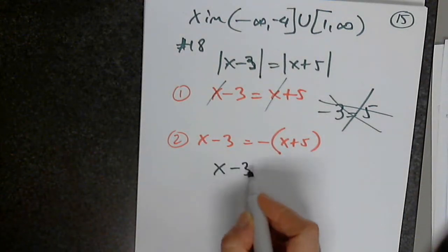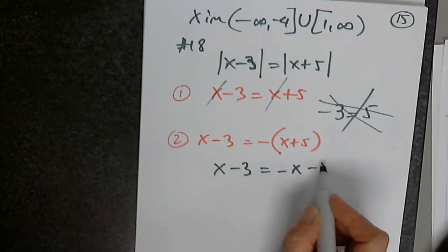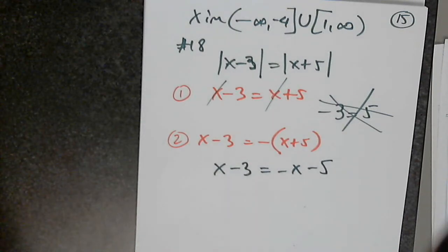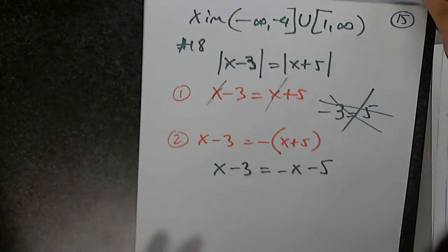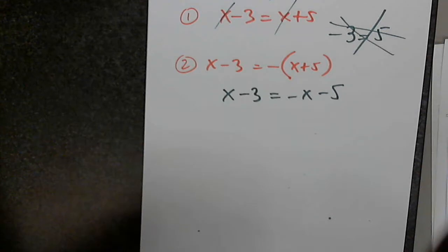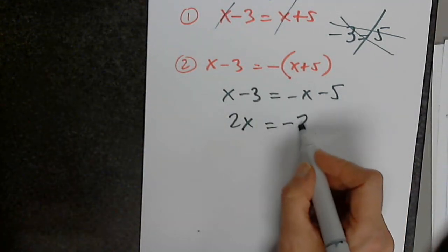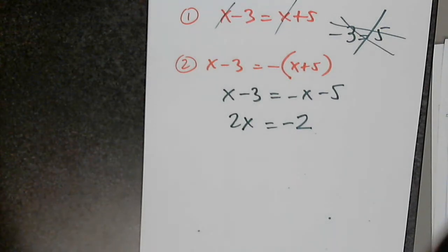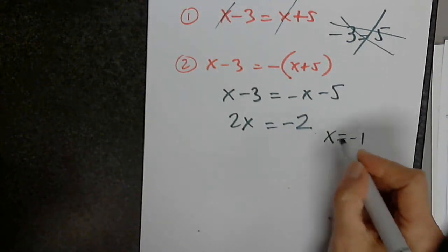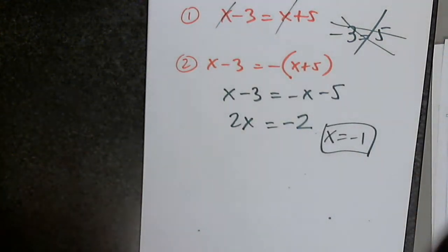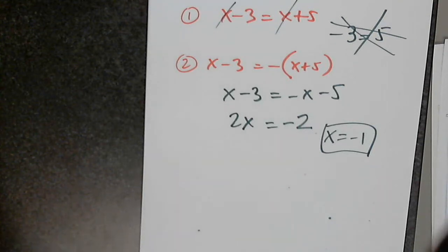Then I have x minus 3 equals negative x minus 5. I add x to both sides. I get 2x. And I move 3 to the other side, and I get negative 2. I add 3 to both sides, and I add x to both sides. So therefore, x equals negative 1. As we see here, this is the only solution.